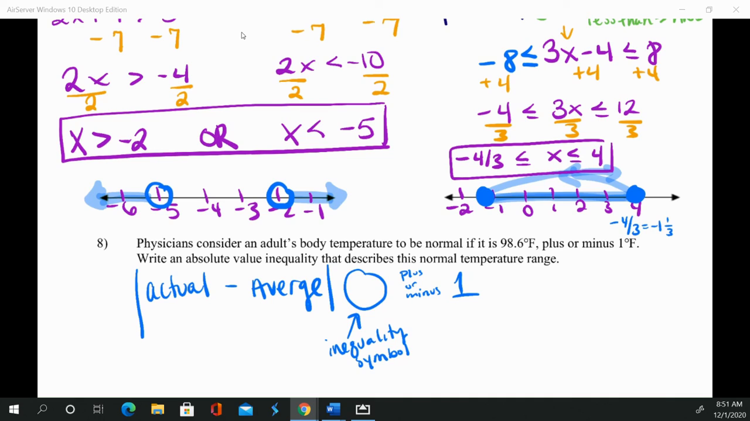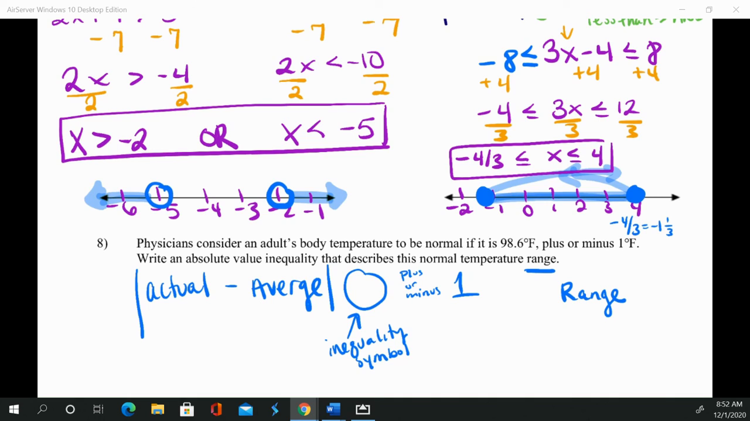Okay, so whenever it says plus or minus, that's what we know it's going to be set equal to. And inside the absolute value is the actual value minus the average, the same as absolute value equations. And we just have to determine if it's an and, like is it between those values, or is it an or? So in this case, that keyword range, that means it's going to be between those two numbers.